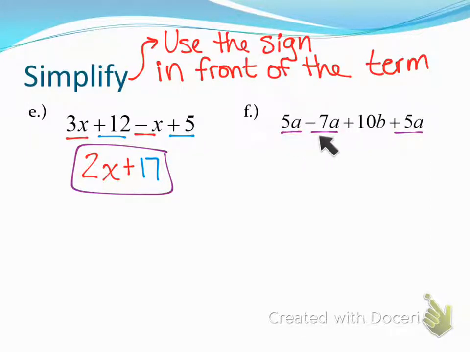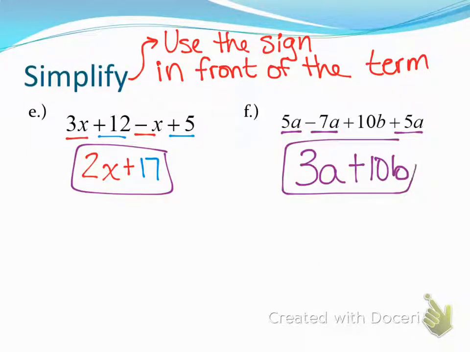So if we take 5 minus 7 plus 5, that ends up giving us a positive 3A. And then he said that the 10B just came down. There's nothing to combine with it. We use the sign that's in front of it, so plus 10B. That is our answer.